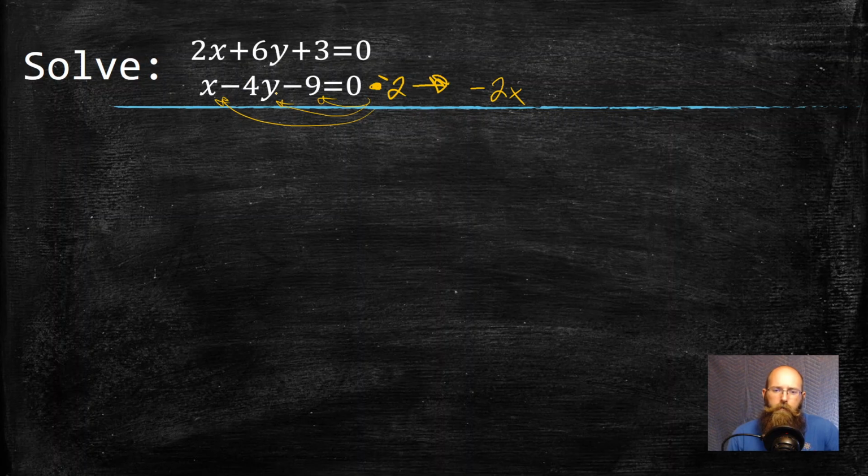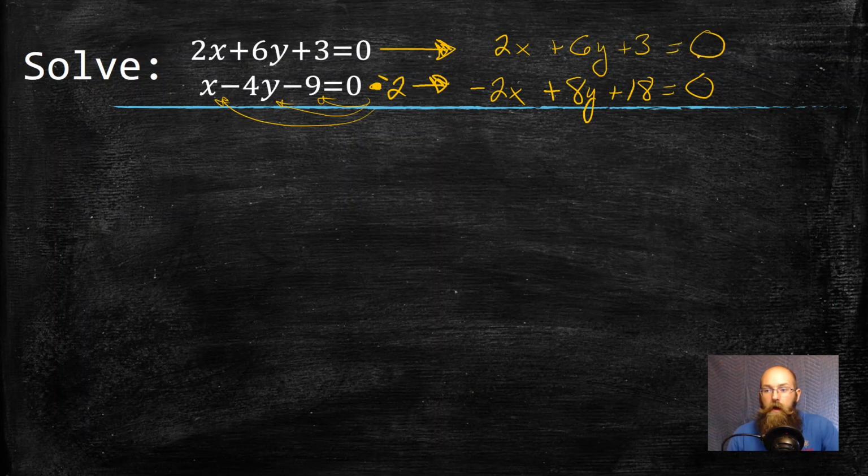So negative 4y times negative 2 gets me positive 8y. Negative 9 times a negative 2 gets me a positive 18. 0 times negative 2, still 0. I'm going to do nothing to that top equation. I'm going to leave it exactly as it is. So I'm just going to copy it down over here. Now, let's add straight down.